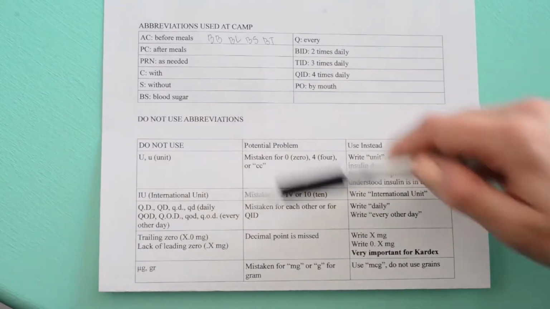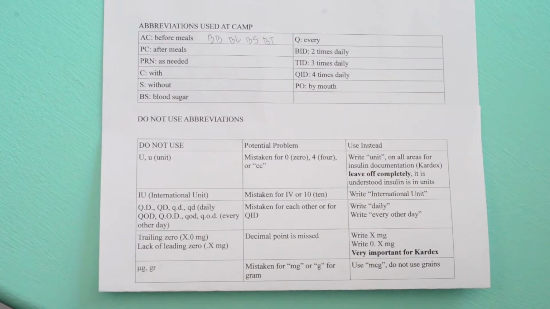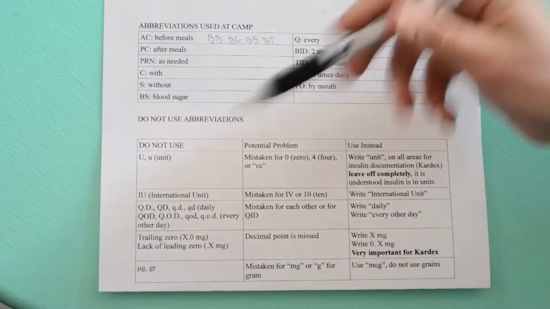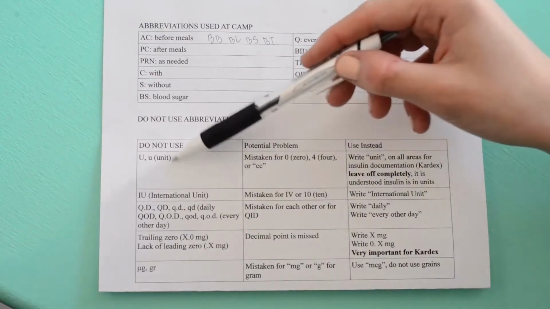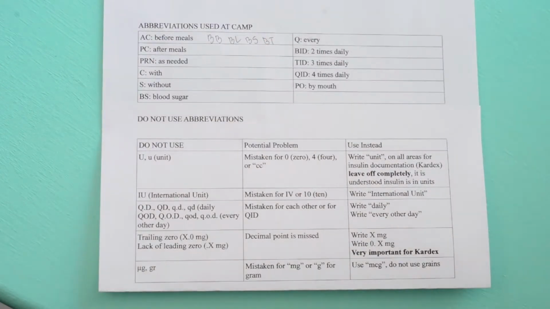Now, the do not use abbreviations here are very important because we do still document on paper with pen and paper. So making sure we don't use these abbreviations is very important to avoid confusion, particularly when it comes to insulin doses. So the first do not use abbreviation are U, capital U or lowercase u for unit.